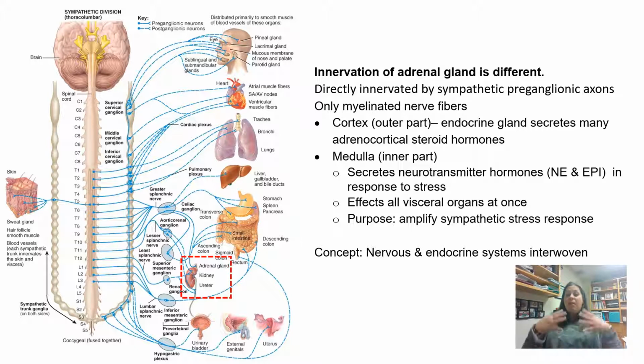So this is going to be effects on all visceral organs at once. The purpose is to amplify the sympathetic stress response. This is also why it lasts longer, okay, because there's also a hormone component. So this is where the nervous and endocrine systems are interwoven and working together. It's a different type of innervation with the adrenal gland than we see with the rest of the organs with the sympathetic nervous system.